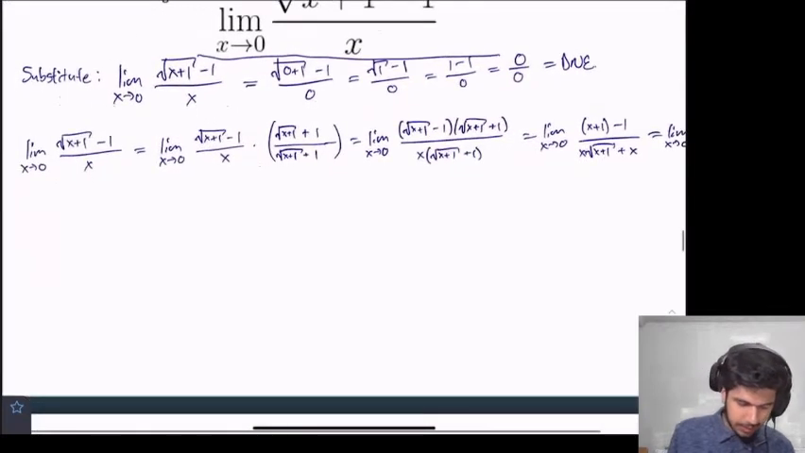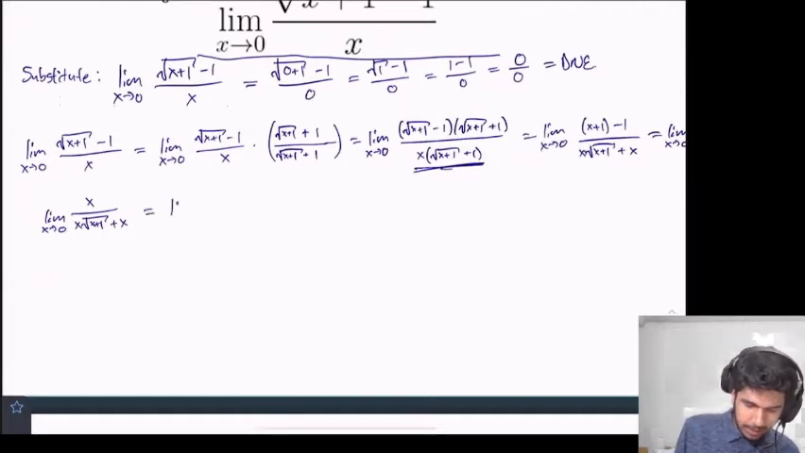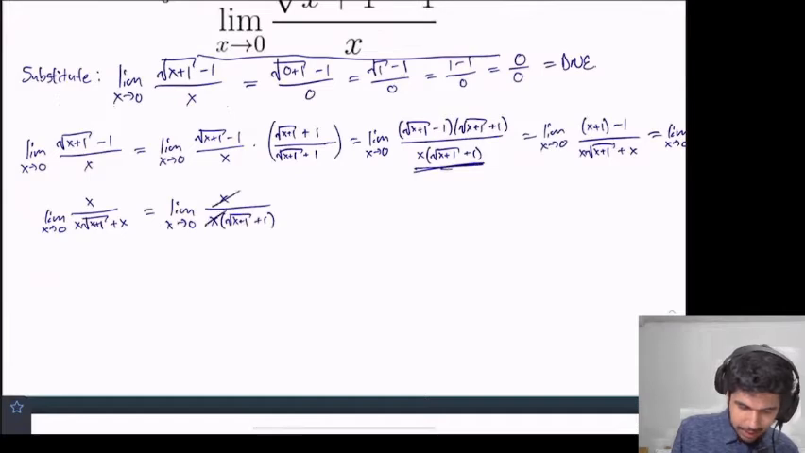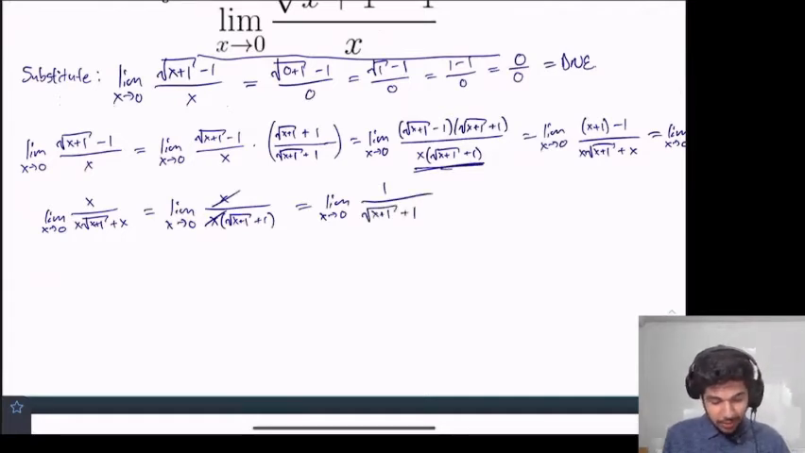I'm just going to move it over here. What we can do is actually go back to this form for the denominator, where we didn't multiply it out. And let's see what happens. So if we factor out an x, we can see that the x's now cancel. And we're left with the limit as x approaches 0 of 1 over square root of x plus 1 plus 1.